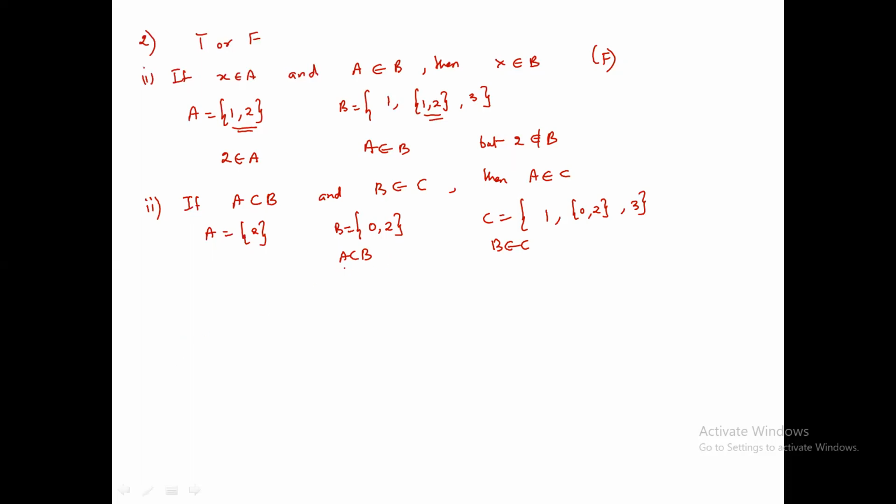We know that A is a subset of B. We have taken it like that. We know B belongs to C. That also we know. But A is not an element. We don't have 2 belonging to C as an element. So this is false.